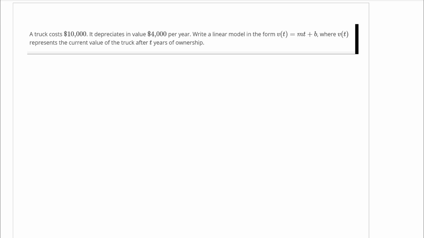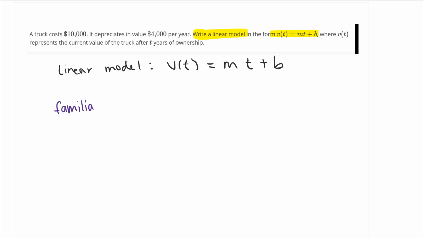So for this problem, what is it really asking me to do? Well, it says to write a linear model where it looks something like this. So you're just like, okay, a linear model, and that equation or that model looks like v of t is equal to mt plus b. If you want to think of something that is familiar, you can think of the slope-intercept form. And we learned that in our last chapter.